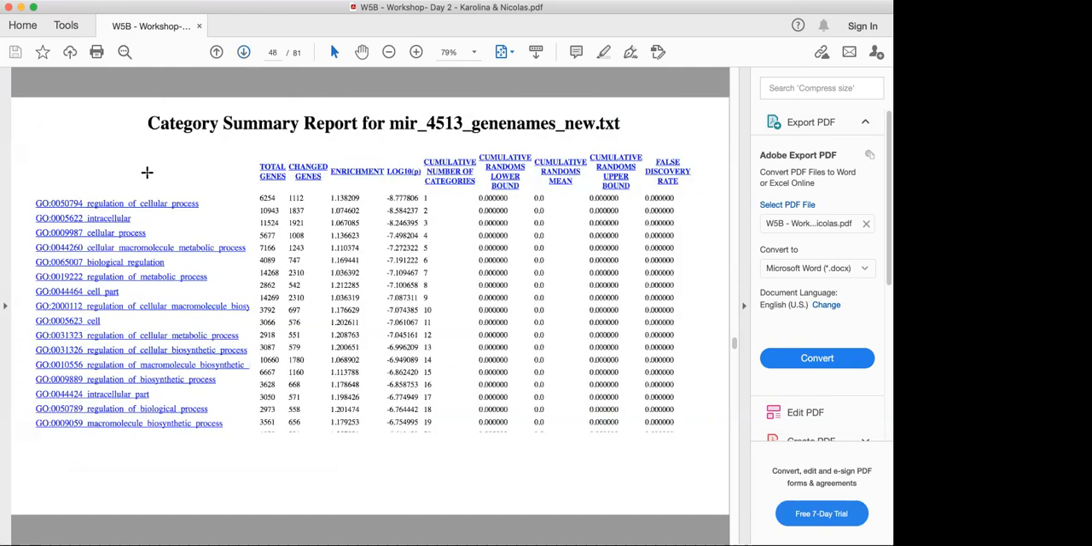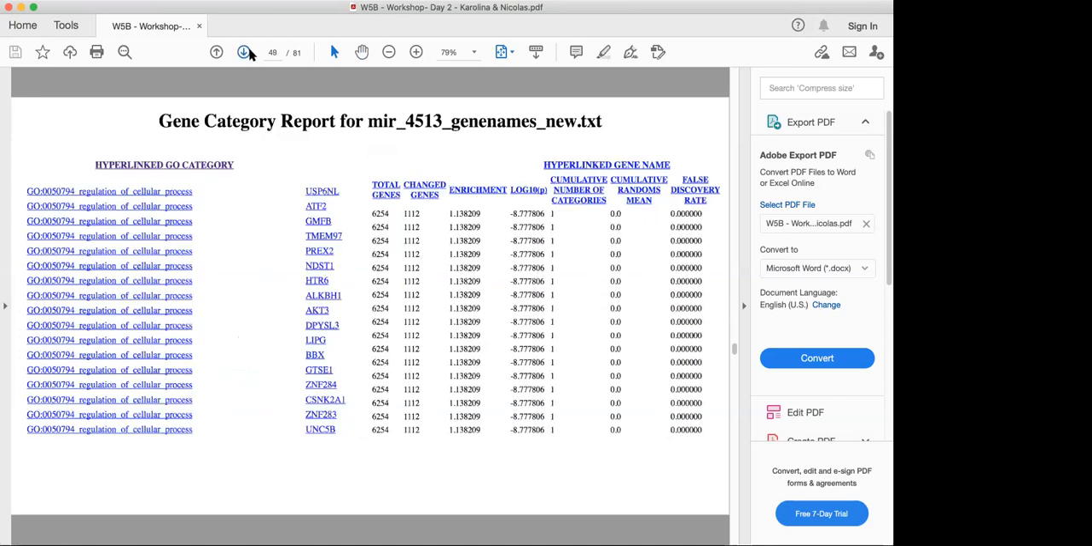And here the results will go, they will send you the summary report, for example, with GO terms, their names, how many of those total genes are involved in those processes, how many were changed, what is the enrichment score, log fold change.